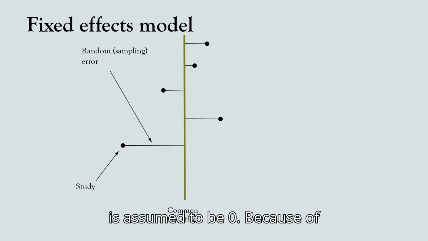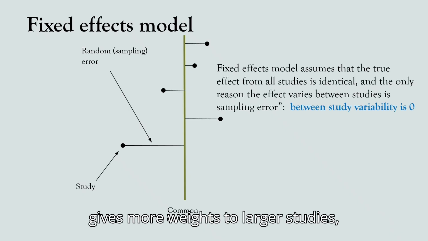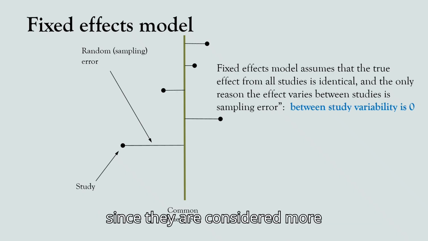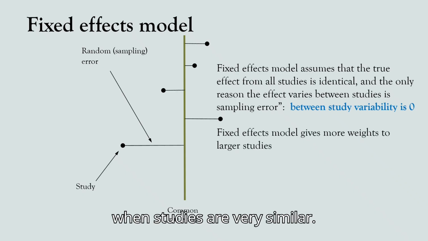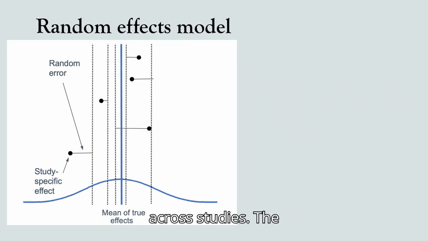Because of this assumption, the fixed effect model gives more weight to larger studies, since they are considered more precise. And this model works best when studies are very similar. Heterogeneity is low, and we believe the true effect is essentially the same across studies.